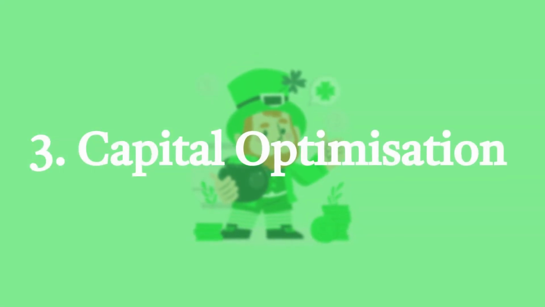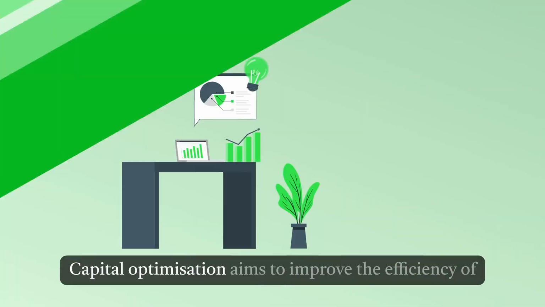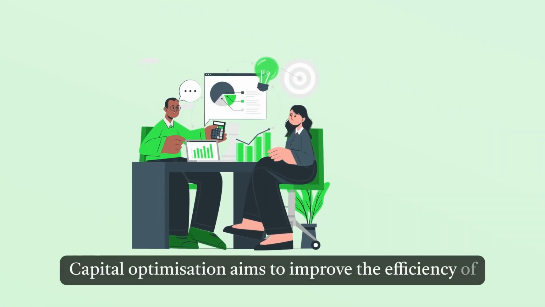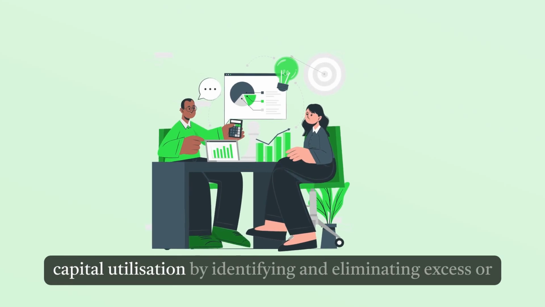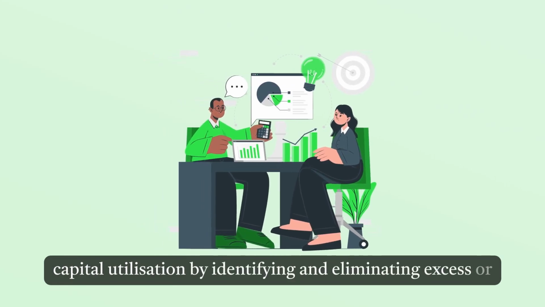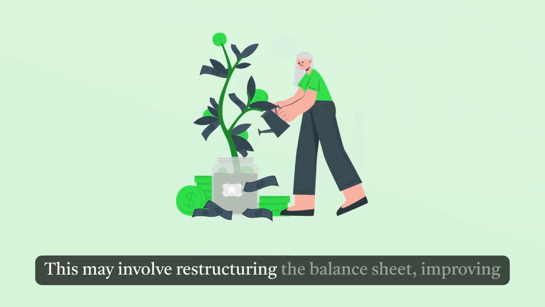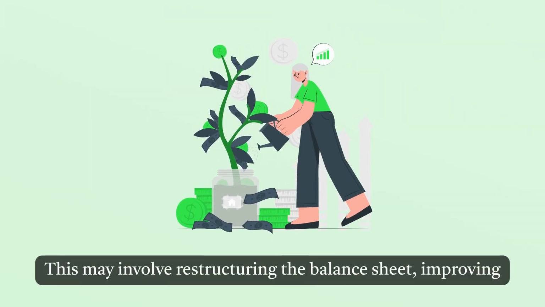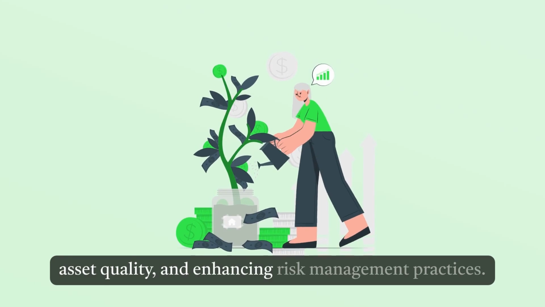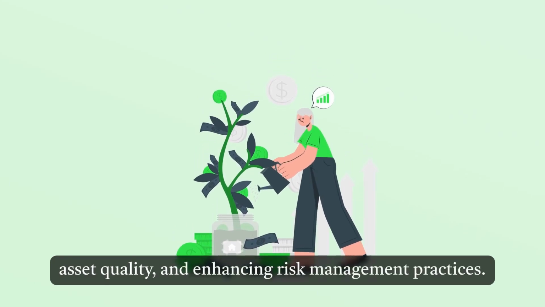3. Capital optimization. Capital optimization aims to improve the efficiency of capital utilization by identifying and eliminating excess or inefficient capital usage. This may involve restructuring the balance sheet, improving asset quality, and enhancing risk management practices.